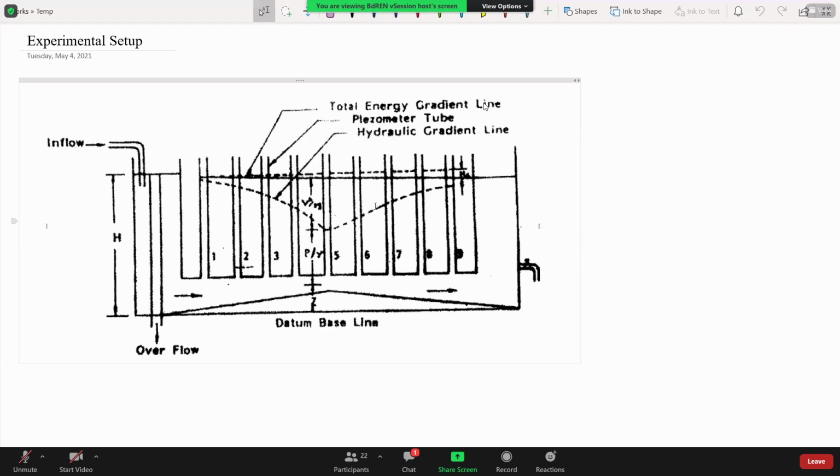You are giving some water. Water is flowing from here. This is the water inlet, and water will flow through these sections. Does this section look familiar? Yes, sir. This is the converging diverging nozzle. We have the converging section here, and we have the diverging section here.